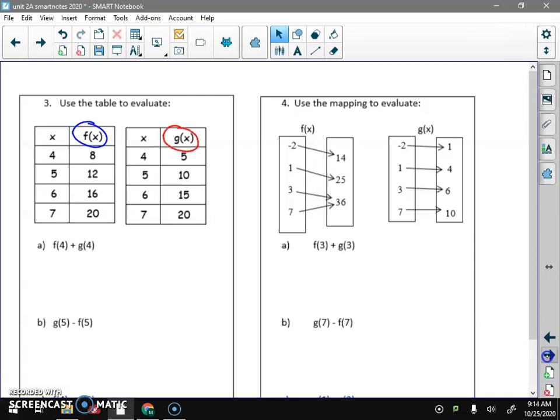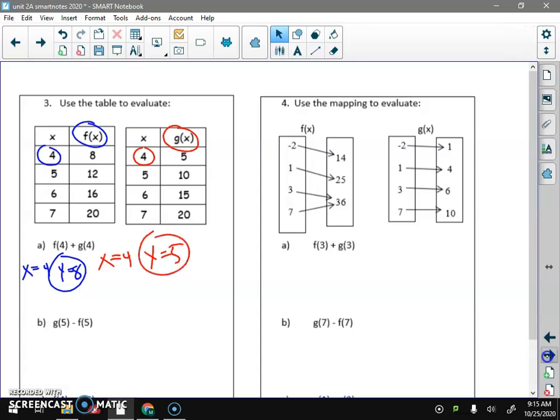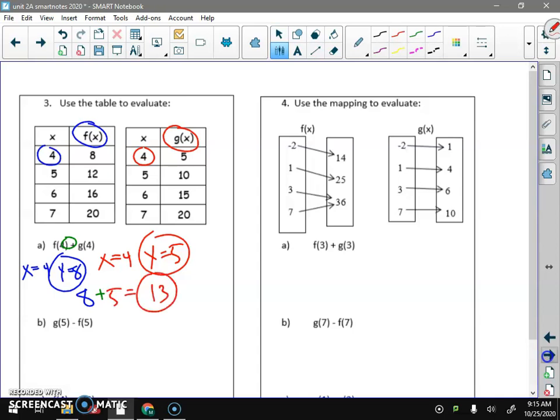It says find f of 4. That means the x is 4. What's the y? We take that x. The y is 8. The g is 4. What's the y? The y is 5. We're going to circle them. And what does it say to do here? We're going to add 8 plus 5, which equals, in our calculator, 13.